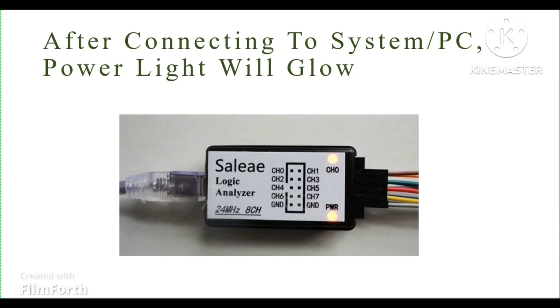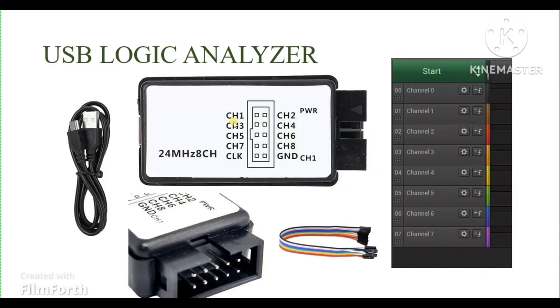So before starting the data debugging between the Bluetooth and Arduino, we have to do some settings in the logic analyzer's IDE. And before starting the IDE, I will tell you a few things about this device. There are two sides. On the left side it is written channel 1, 3, 5, 7 and clock, and on the right side channel 2, 4, 6 and ground. In some devices ground is also written as clock. So if you are using the right side, then connect your ground to the right side, and if you are using the left side, then connect your ground to the left side.